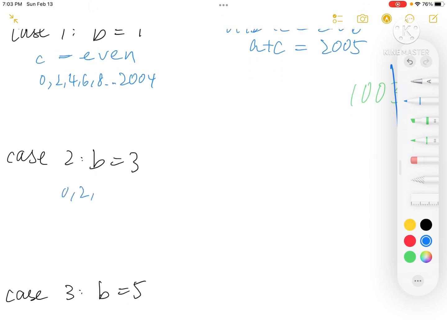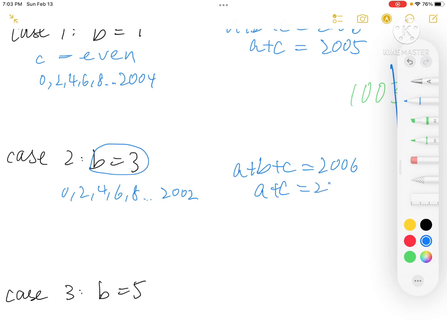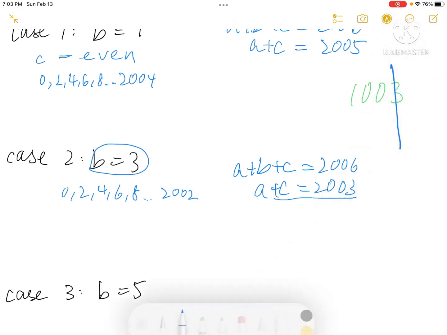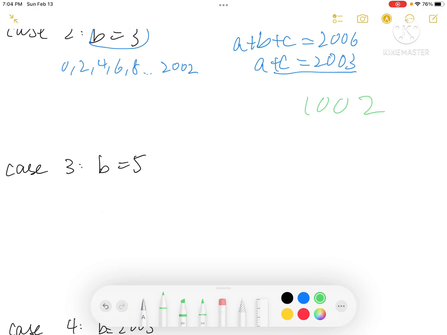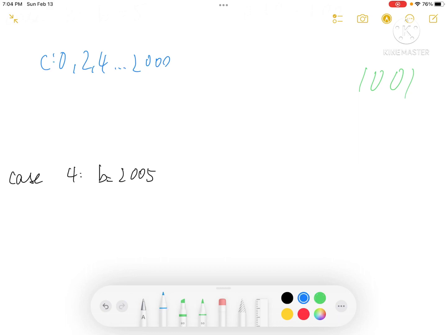Similarly, when b is equal to 3, c is even, so we can have 0, 2, 4, 6, 8, up to 2002. This time it's up to 2002 because a plus b plus c is still equal to 2006, so a plus c this time will be equal to 2003. For c to be even, the largest possible value for c is 2002. This is why there will only be 1,002 terms when b is equal to 3. When b is equal to 5, a plus c will only be 2001, so c can be 0, 2, 4, up to 2000, so there will be 1,001 terms. Now the last case is when b is 2005, the largest odd number we can have. c can only be 0, so there is only one case.